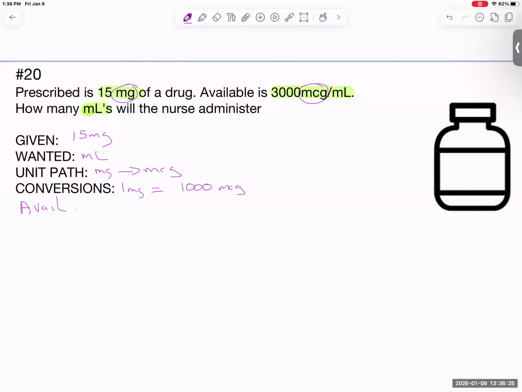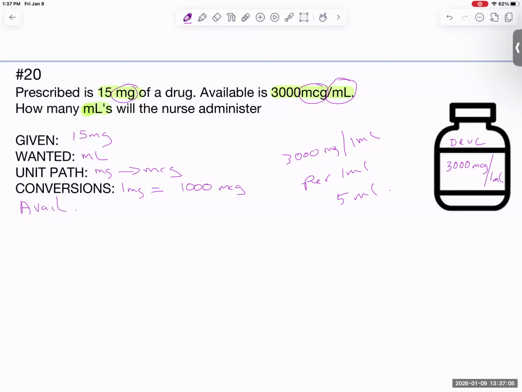All right. So what is available to me? Well, maybe pharmacy sent up this vial, and the vial says, I'm a drug. And in this, there's 3,000 micrograms per every 1 milliliter. So when you see it written like this, that means 1 milliliter. Some vials may say per 1 milliliter, or maybe it's per 5 milliliters. My son takes Motrin. It comes 100 milligrams in 5 milliliters. I read the vial. I read the bottle.